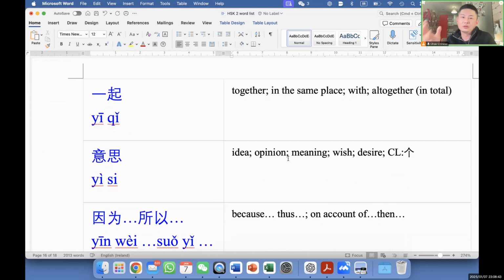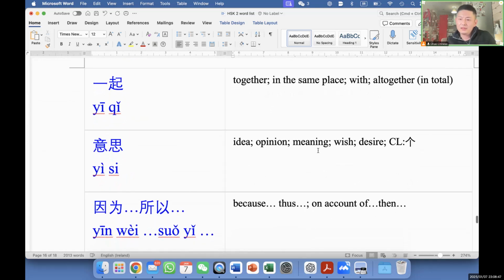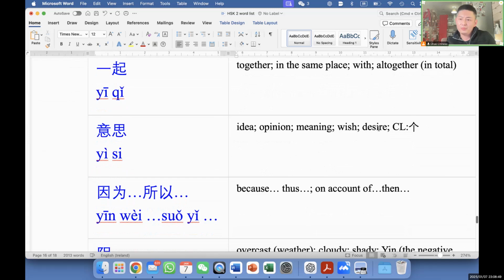Okay, or yeah, that's it. Wish, desire. Oh, okay. He's trying to say, sometimes you say 我的意思是, my meaning is that I want to blah blah blah, right? So in that sentence, the word 意思 contains the meaning of desire or wish to do something. But of course, they are connected with meaning. So my meaning, I mean to do something.